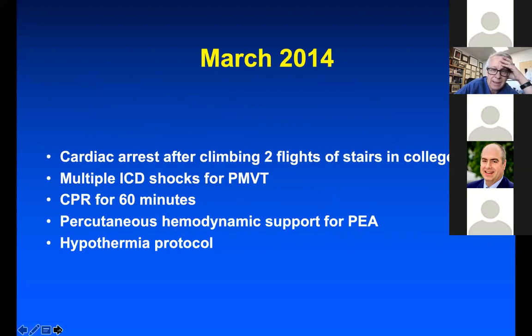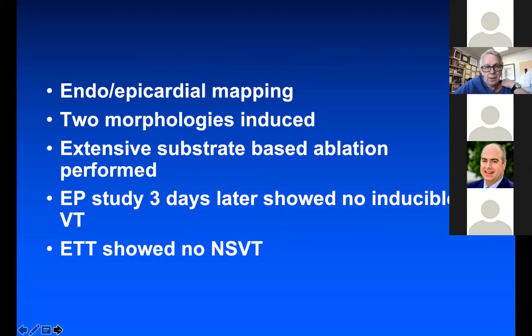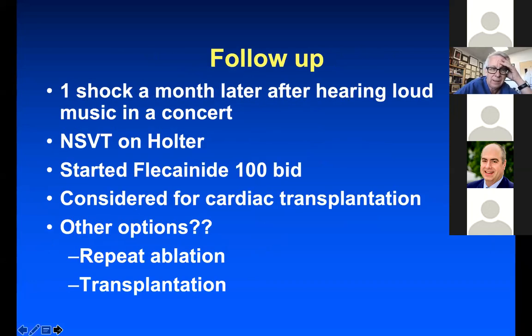So he came back, he had another cardiac arrest, got multiple shocks, CPR for 16 minutes, hypothermia, came back, did another ablation. Two morphologies induced, extensive ablation, negative EP study 3 days later, stress test shows some non-sustained VT. Had a shock a month later at a concert, non-sustained VT, started flecainide. What did we do? Did we transplant him or do other things?